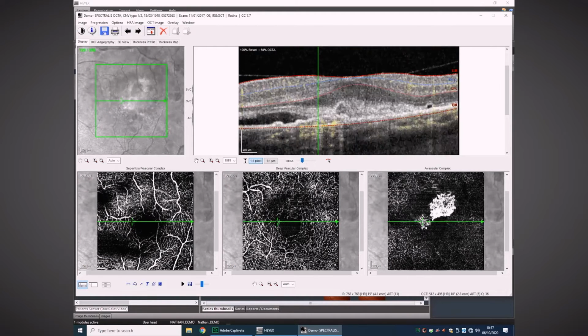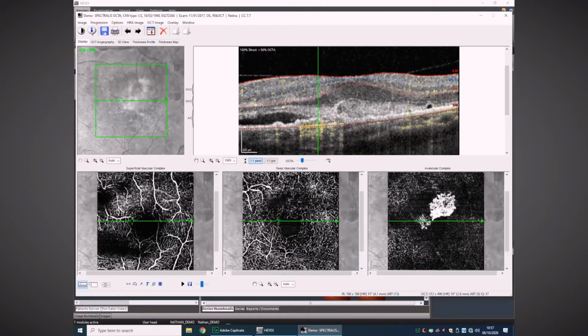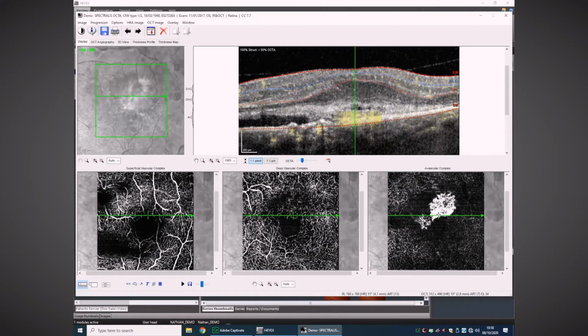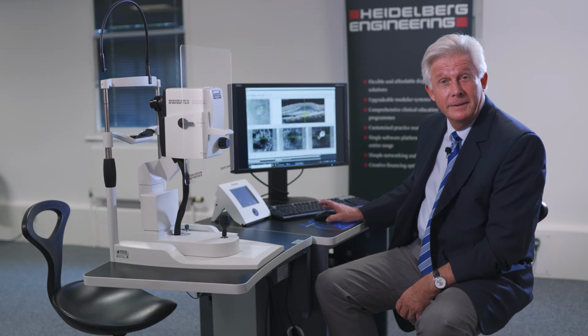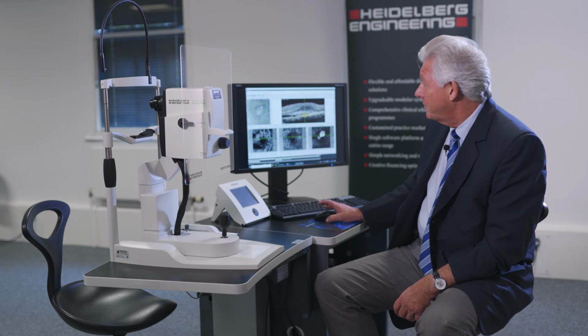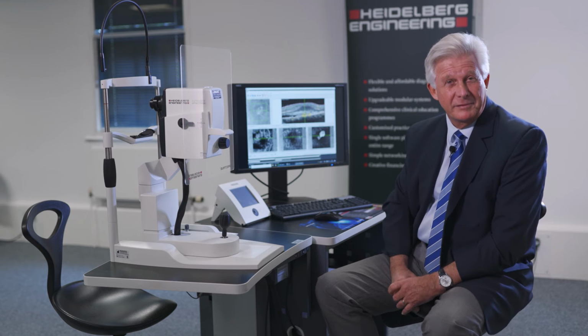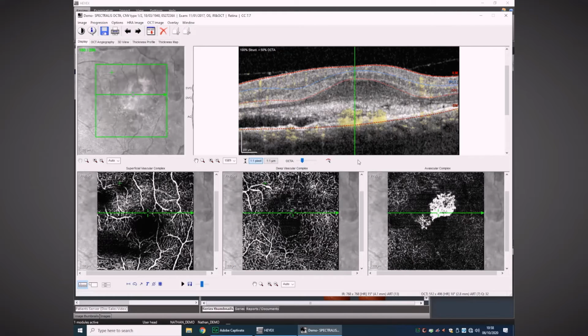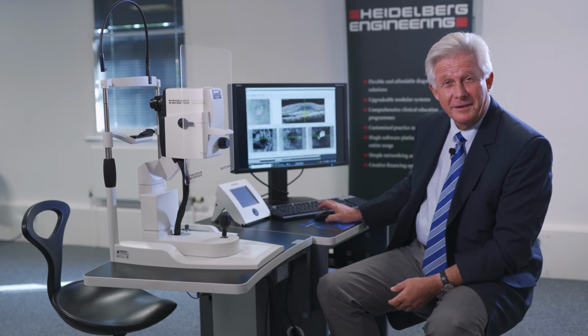So maybe a type 1 MNV. But also, if we move over here, we can see that there's flow which is much further up in the retina and looks to be like a type 2 MNV. So even at a first glance, you can probably make some assessment quickly that you may have type 1 and type 2 conditions or lesions within the same image. Let's look further in more detail.